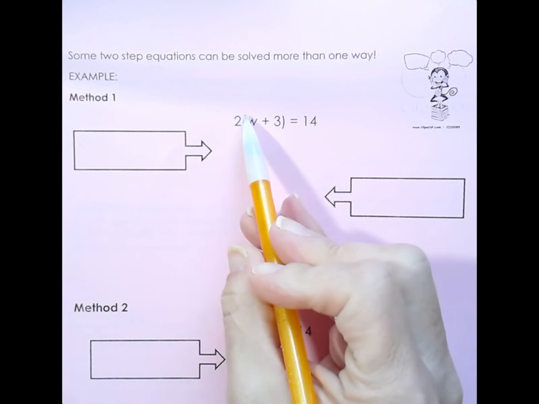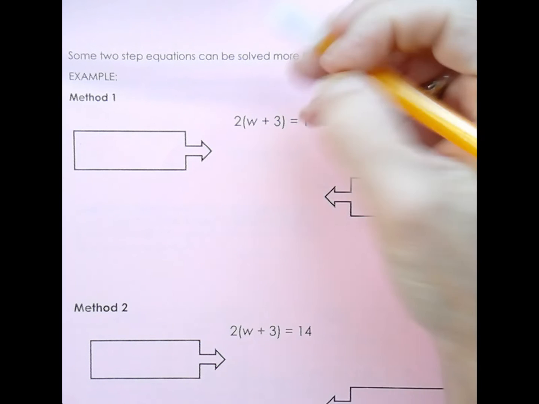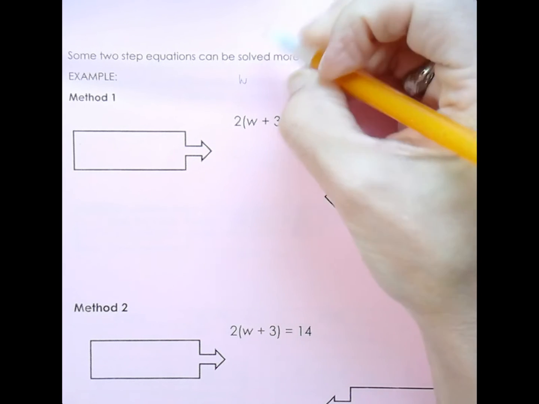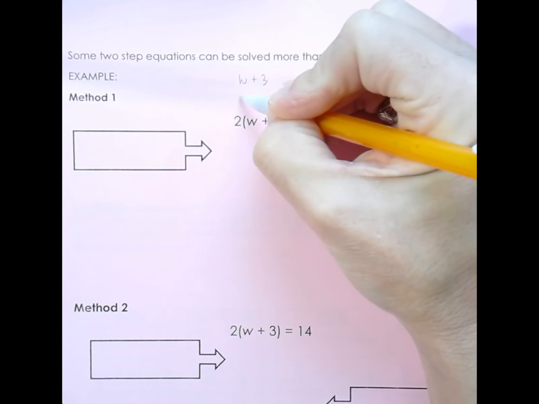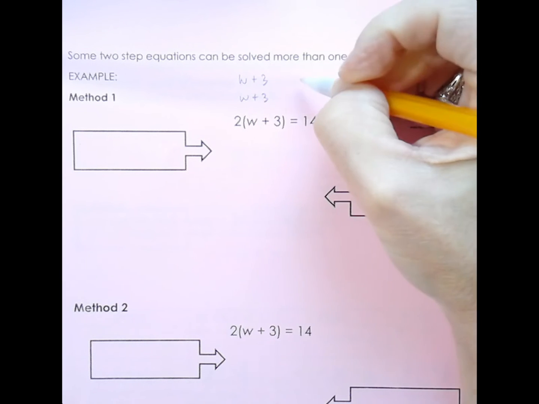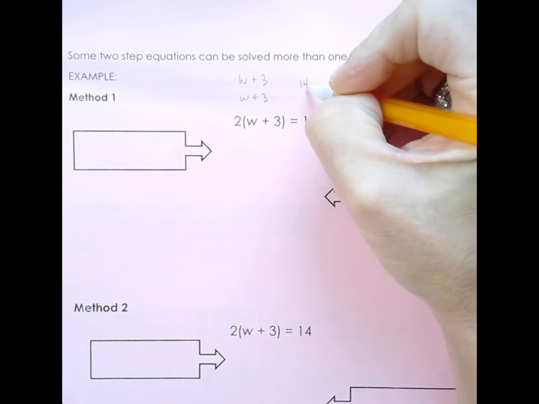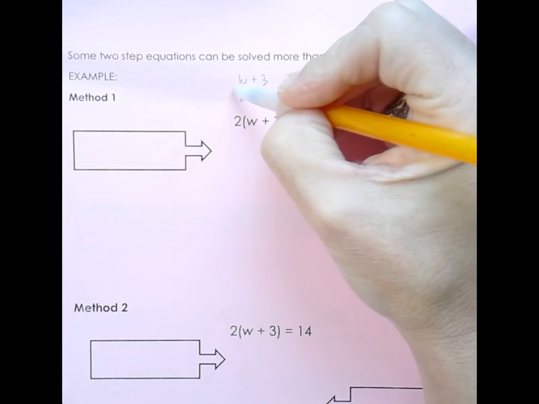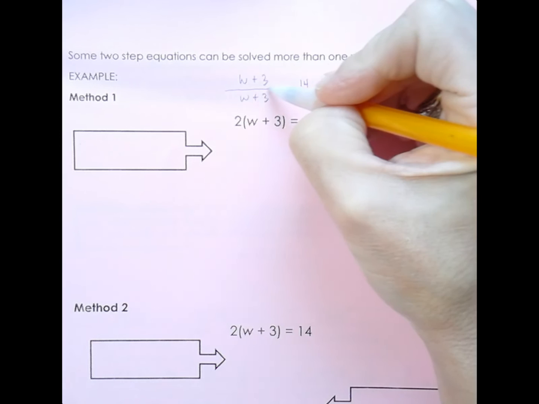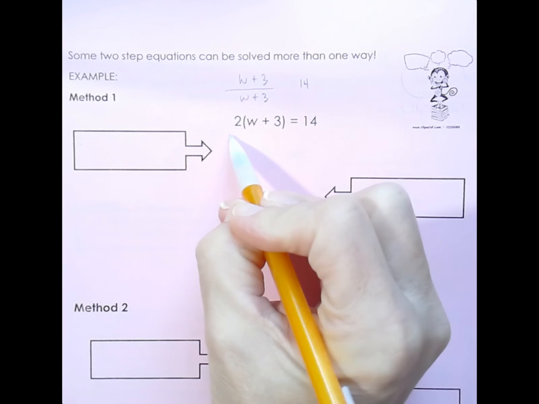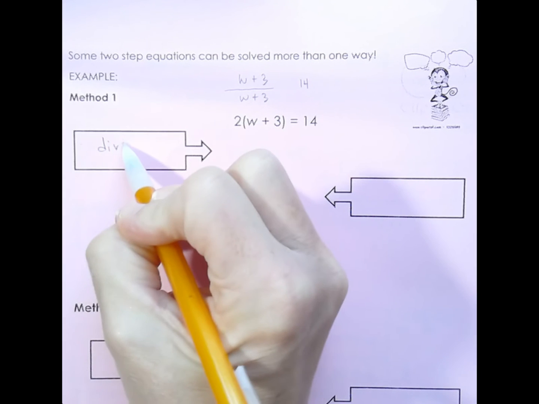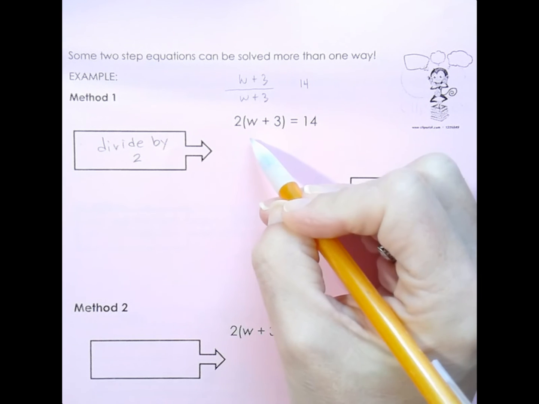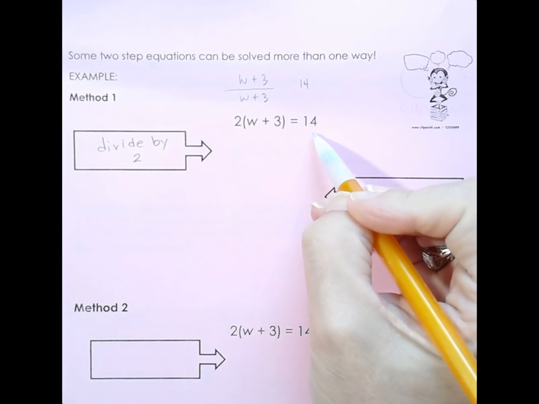This is 2 times w plus 3. So if we were doing it with modeling, that would be like having two groups of w plus 3 equal to 14. What we could do is, to get rid of that, we could just divide both sides in half, okay, which will look like this. Remember, whatever you do to one side of the equation, you always have to do to the other.